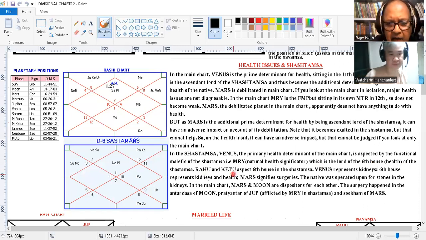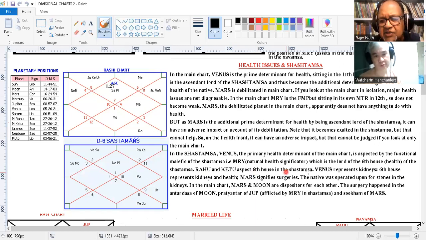Rahu and Ketu aspect the sixth house in the Shashtamsa. Venus represents kidneys, and the sixth house represents kidneys and health. Mars signifies surgeries. The native was operated upon for stones in the kidneys.